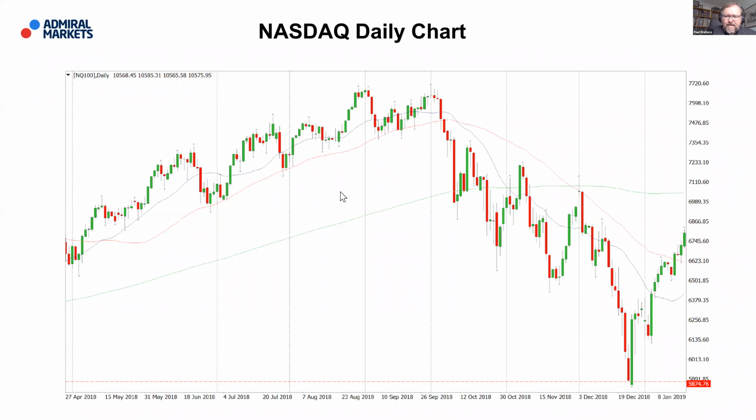So this is the Nasdaq. We've got the Nasdaq here on the daily chart, and we're looking at this from earlier in the year. Those of you who've traded through it will have seen that those American indices were doing very nicely.